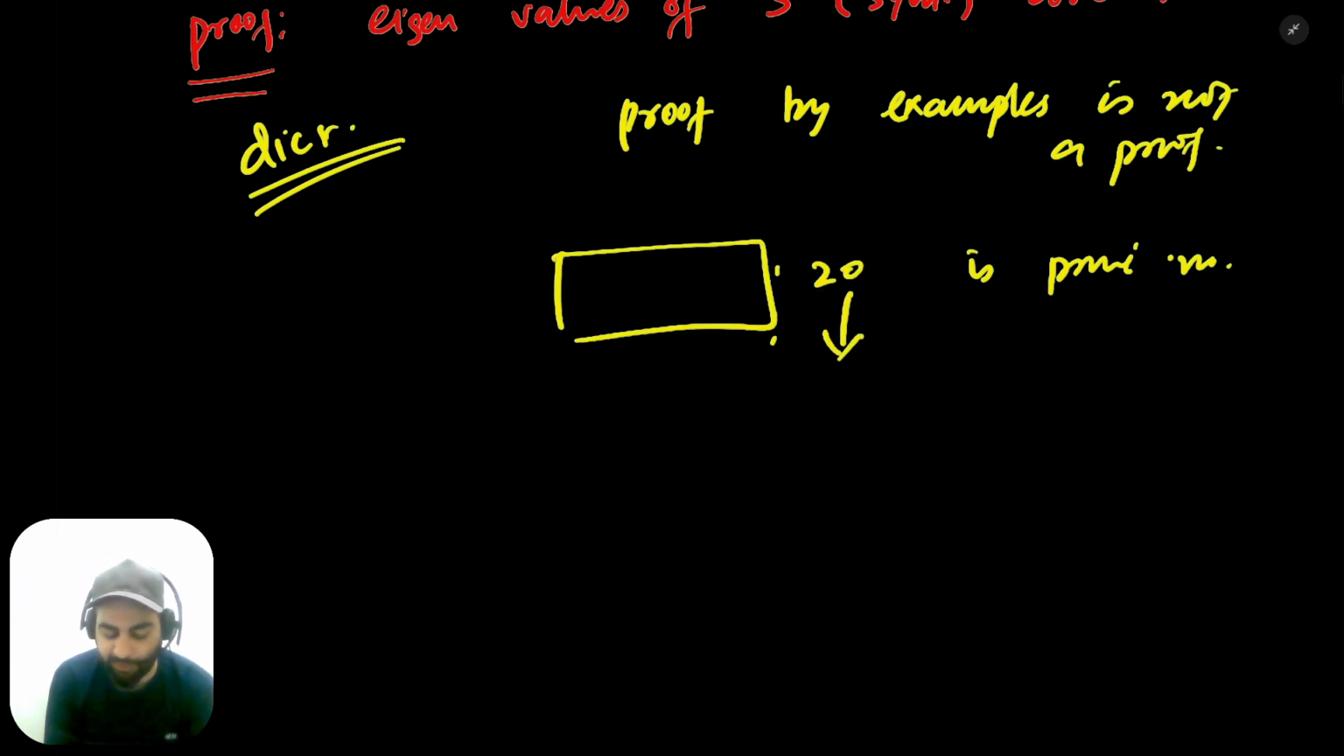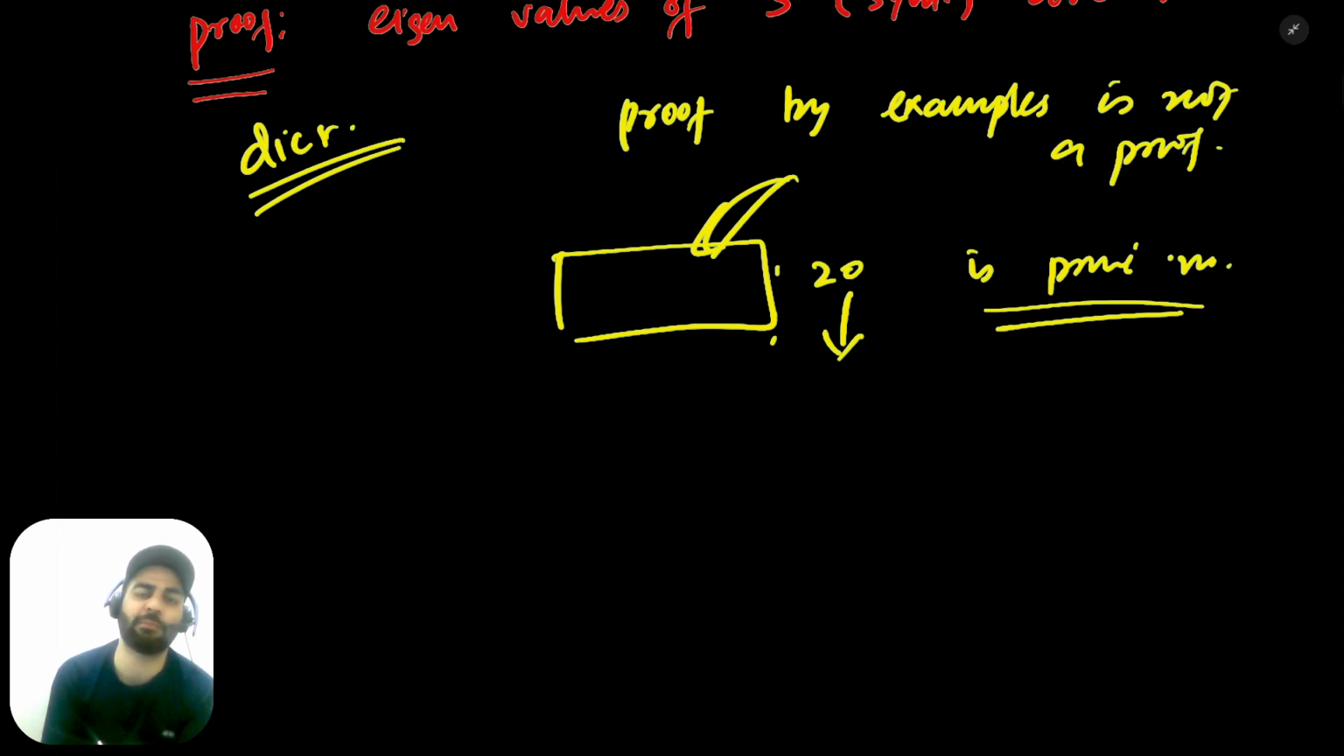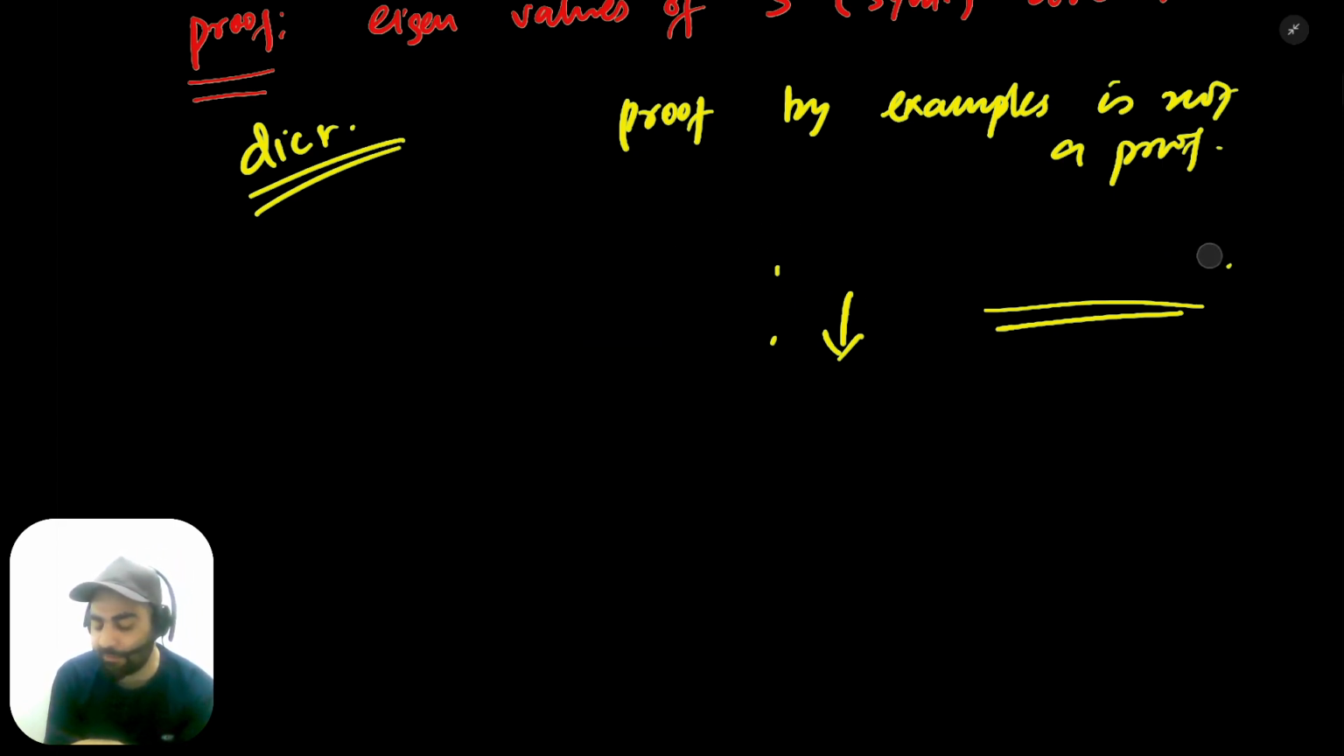So if you put the values of n there, you will see that for the 20 values it will come out to be a prime number. But for the 21st number it won't be a prime number. So I can establish that proof by examples is not a proof.